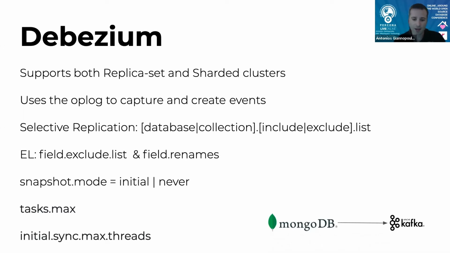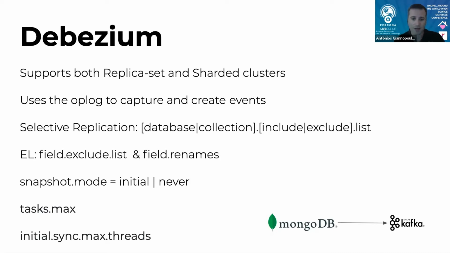For extract and load or extract, transform, and load, you can also find helpful the exclude list and rename list for fields. And you should be aware of two settings. The first is the snapshot mode, which can take initial and never. When you set that to initial, it's going to pretty much move all your collection data to Kafka. So we're talking about like 10 terabytes of data. With never, you're going to start from scratch. So that depends on the use case that you have.